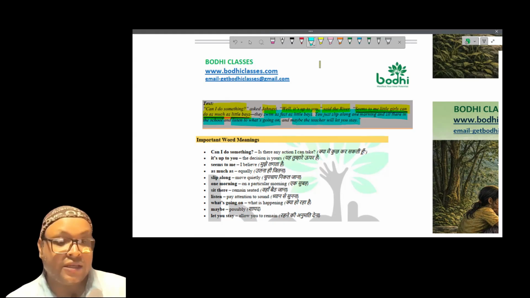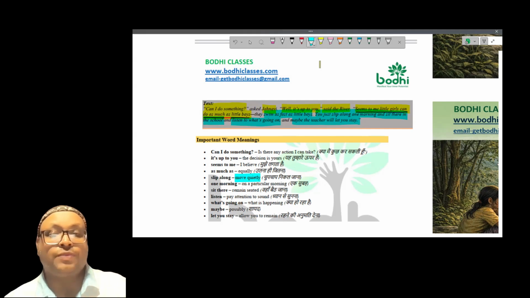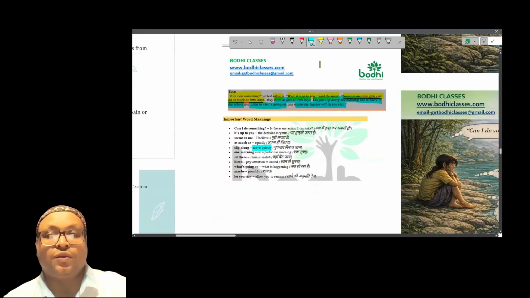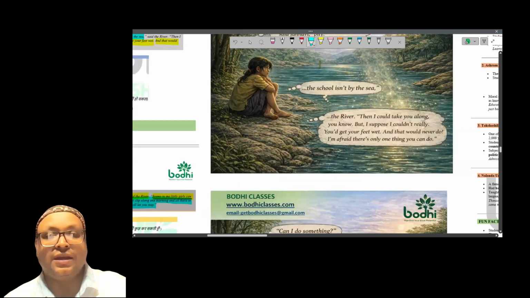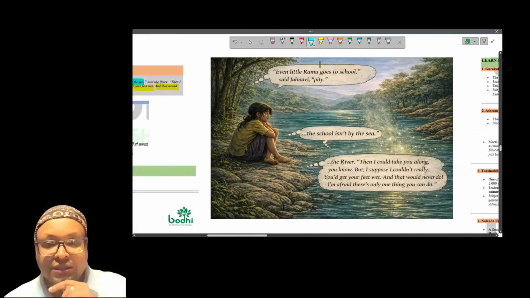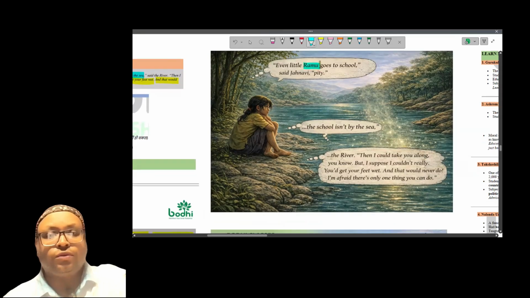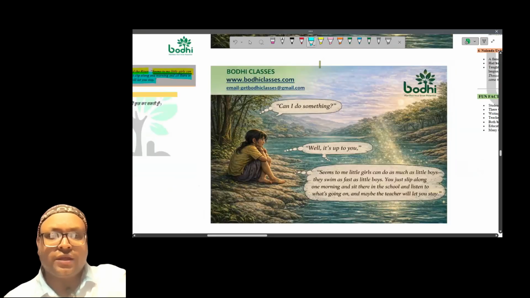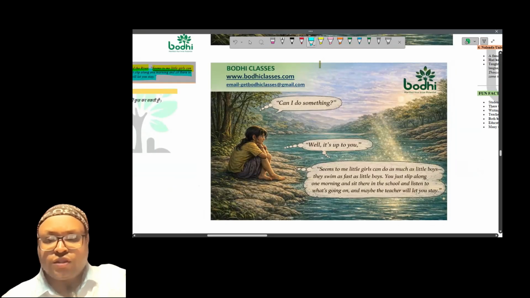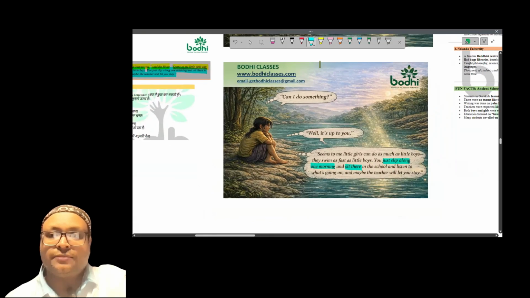So this is one way you can do it. You know what sleep along means? Move quietly. The teacher might let you stay there. Look at once what things. Here goes the supporting image where the river is, thinking that the river cannot take her because she'll get wet. And our Jahnavi is complaining, Ramu goes to school and I don't go. Then the river said, okay, you can do one thing. You just sleep along one morning and sit there. Teacher will perhaps let you stay.